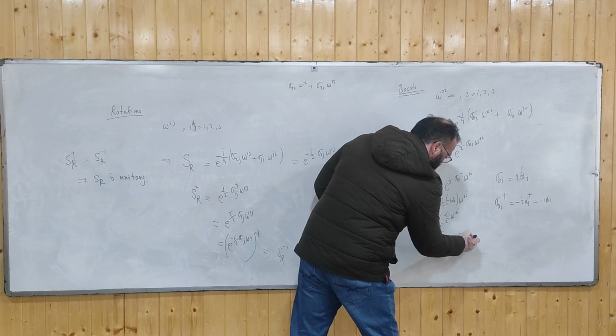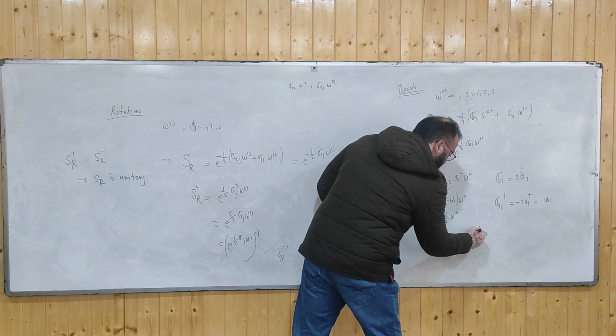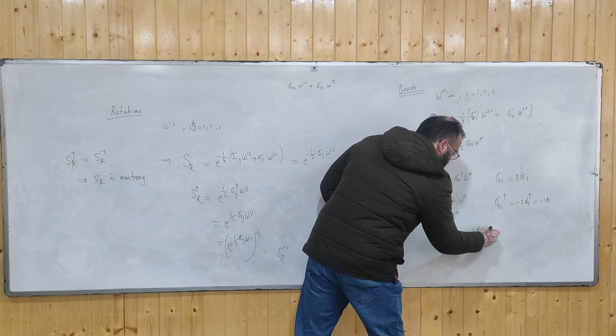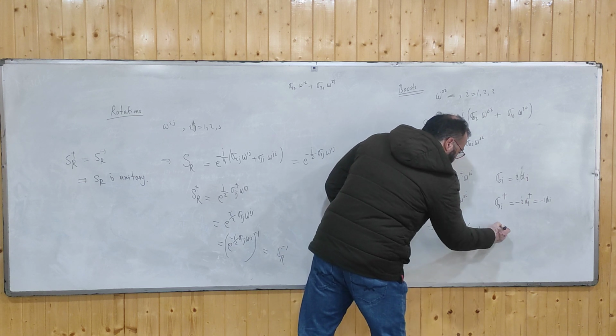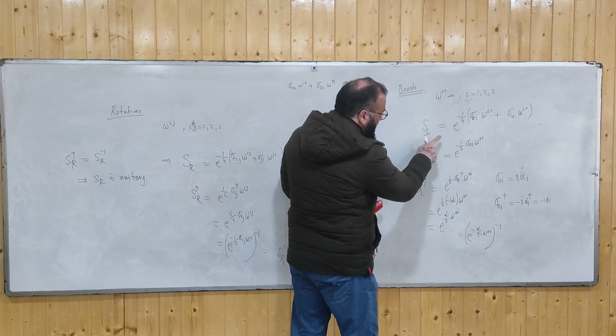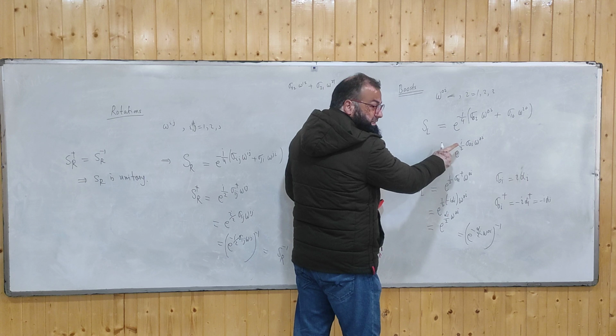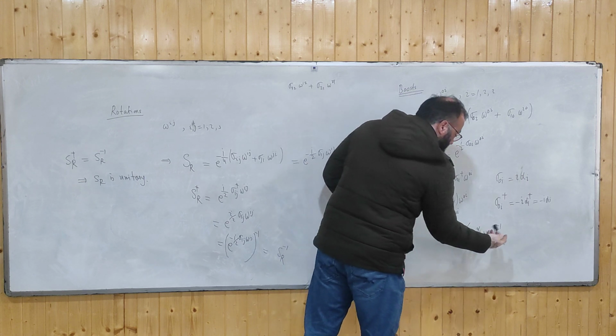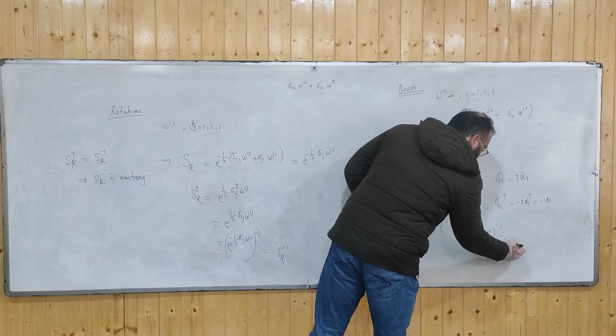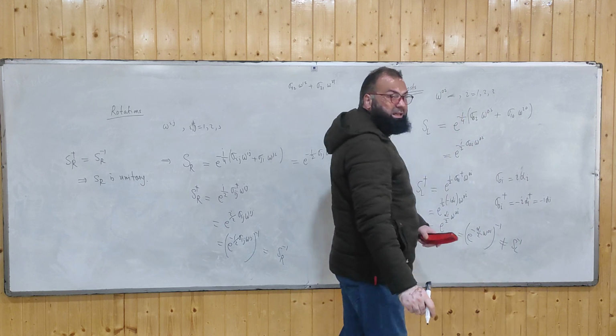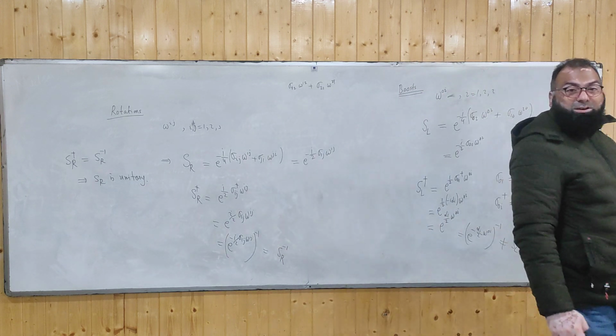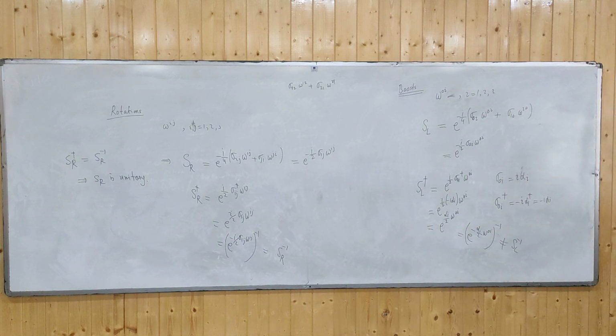So you can write it as e raised to minus alpha i by 2 omega 0 i raised to minus 1, is it? But if you see in the original, there is an i. So you don't have an i here, so that's not equal to SL inverse. It means Lorentz boosts, they do not form actually the unitary transformation. They are not actually unitary transformations.